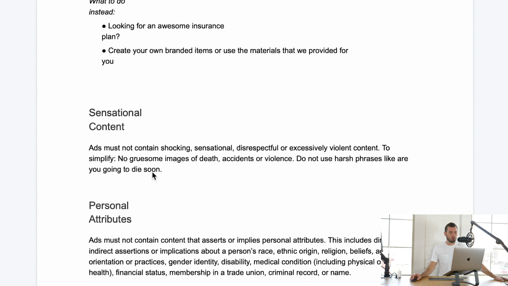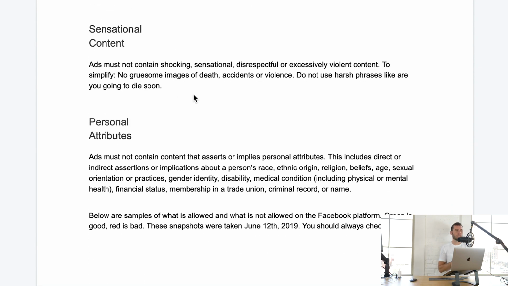Let's see, sensational content. This is where it starts to get really gray. Sensational content means you can't put content on the platform that is sensational, disrespectful, excessively violent, or gruesome images of death, accidents, or violence. Again, this is a very gray area. What does Facebook consider excessively violent content? Because I've seen tons of fights on Facebook. You guys have seen them. Most of the time there will be some type of filter where you have to accept and click through, but sometimes not. And what does shocking and sensational content mean? That's, again, a very gray term.